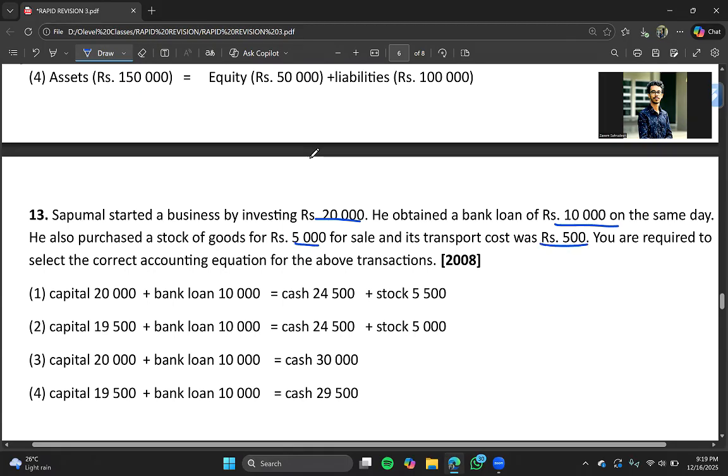transport cost was 500. So in the accounting equation, the capital invested is 20, the bank loan is 10, and the cash balance is 24,500 because he has purchased goods for 5,000 and the transport cost was 500. So cash in this is 24,500. So this stock will be for rupees 5,500, right? Okay.